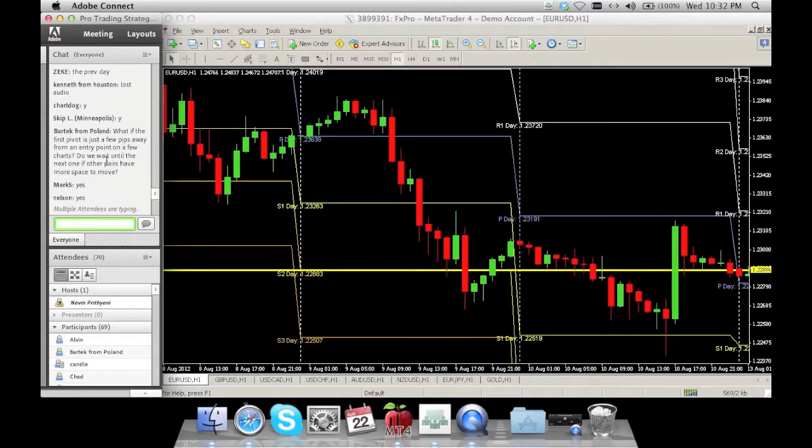Bartek says, what if the first pivot is just a few pips away from an entry point on a few charts? Do we wait until the next one if the pairs have more space? Yes, if it's only a few pips away, don't trade it. It's not worth it. You're just giving your broker spreads.